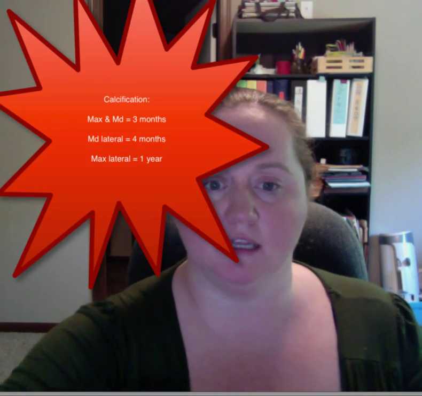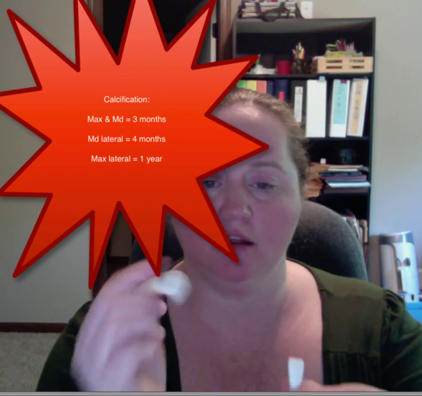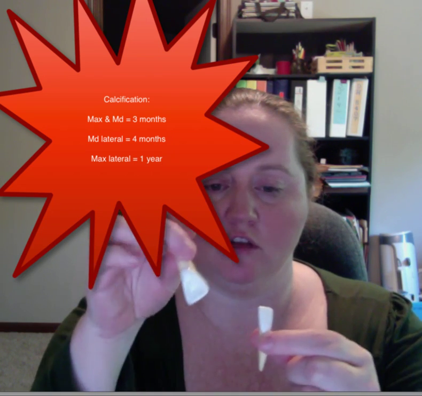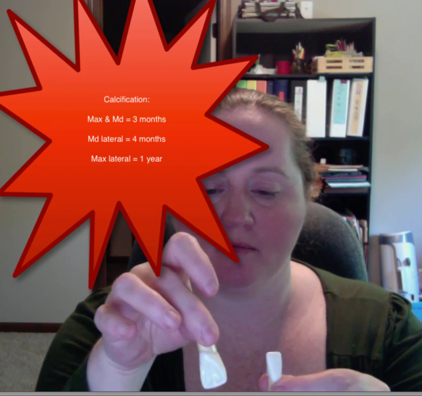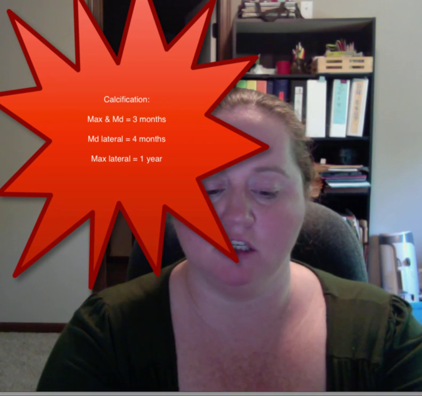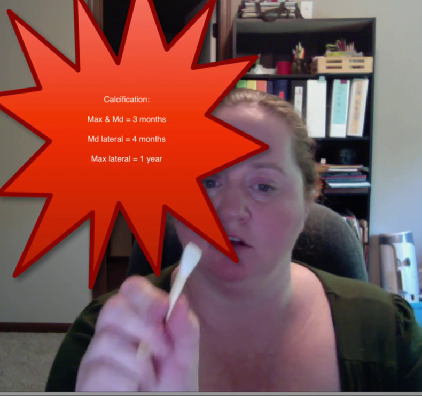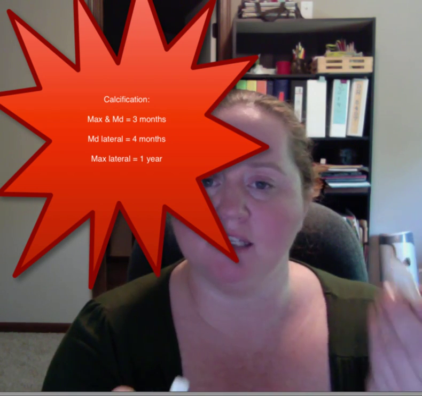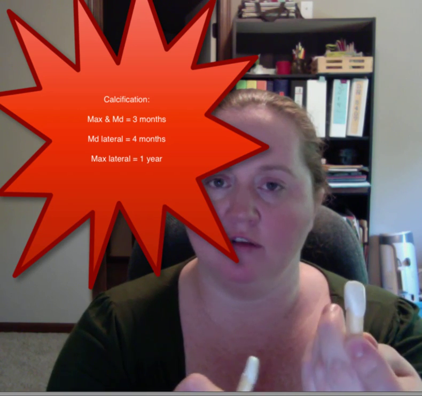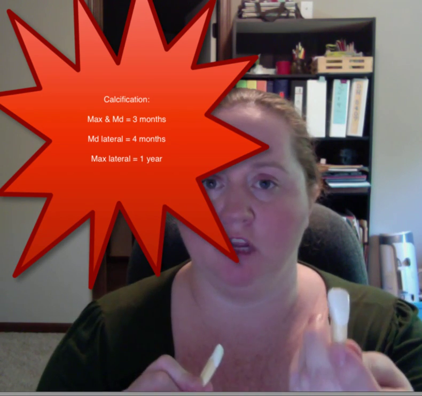All right, so let's review calcification. The calcification starts with the mandibular central and the maxillary central. These both calcify at 3 months. The next calcification is the mandibular lateral, which is at 4 months. And then the maxillary lateral comes much later, which is at about a year.